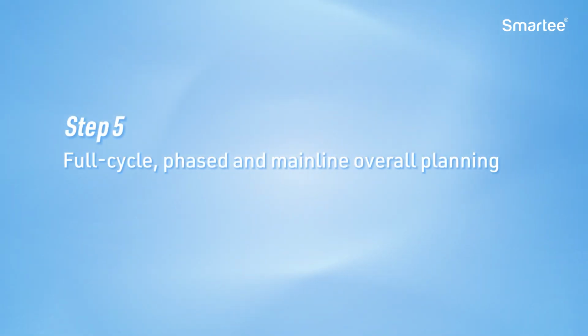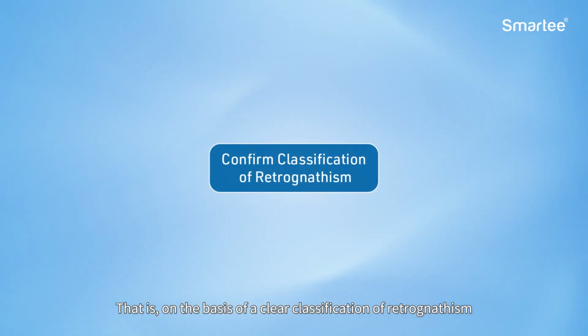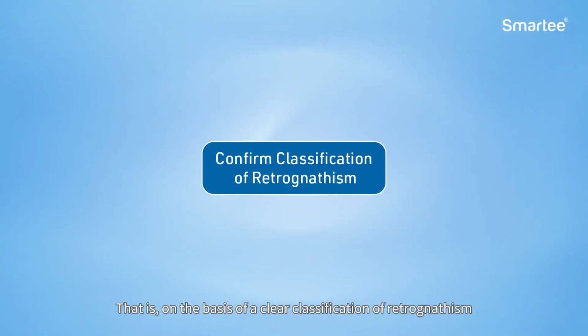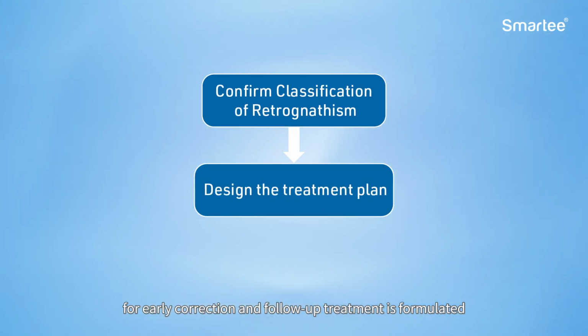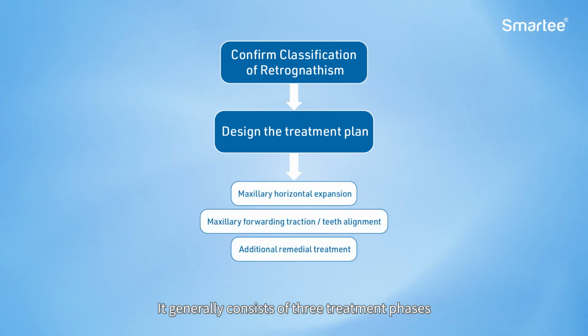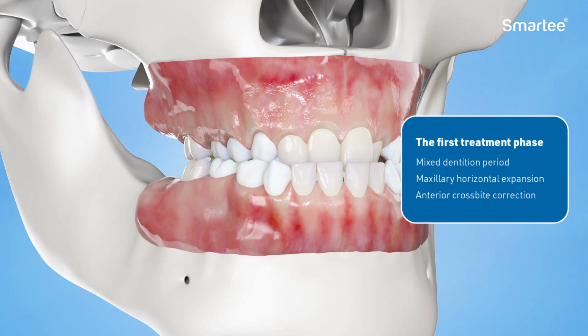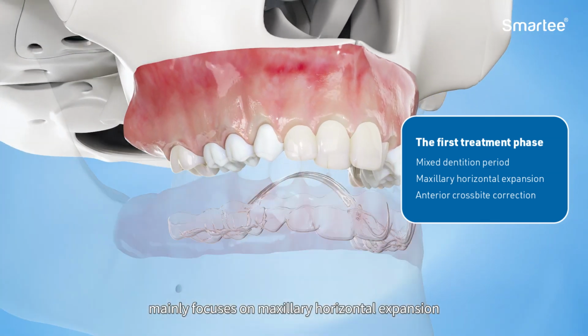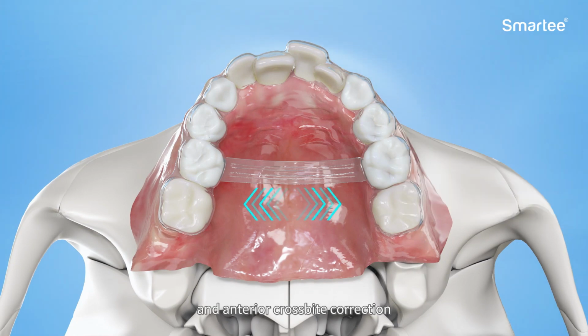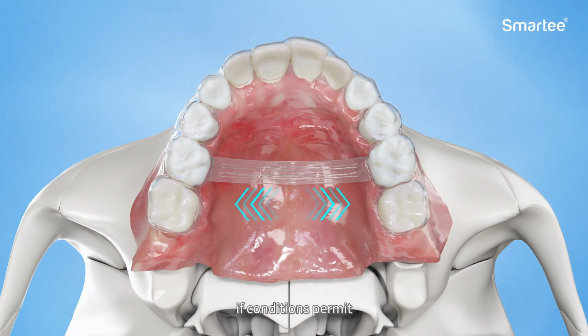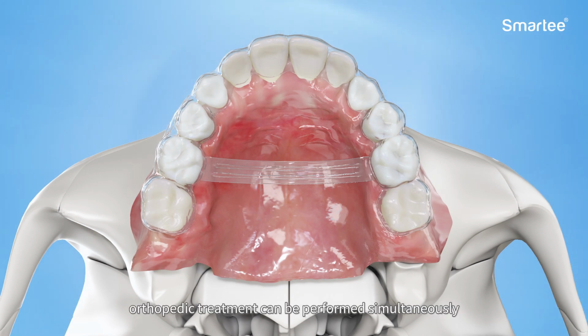Step 5. Full cycle, phased and mainline overall planning. That is, on the basis of a clear classification of retrognatism, a general plan for early correction and follow-up treatment is formulated. It generally consists of 3 treatment phases. The first treatment phase mainly focuses on maxillary horizontal expansion during the mixed dentition period, and anterior cross-bite correction. If conditions permit, maxillary forwarding traction orthopedic treatment can be performed simultaneously.